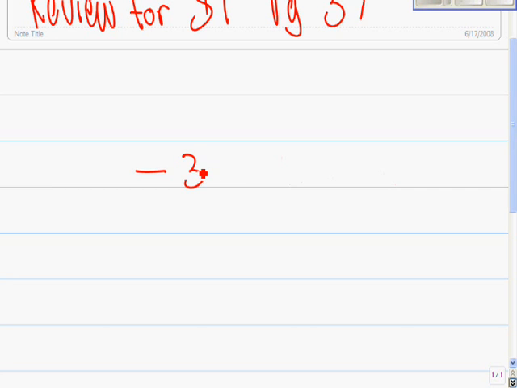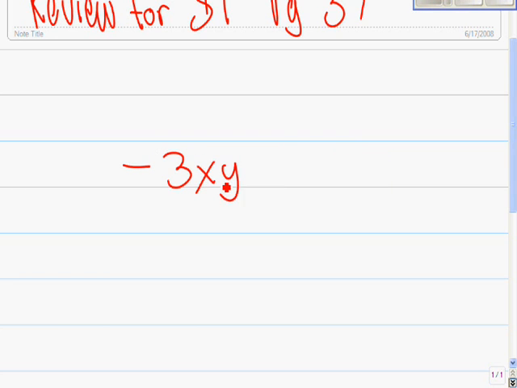When my signs are the same, and I'm combining terms, I add. When the signs are the same, I add. So 3 plus 2 is 5. And the sign of my answer is going to be the common sign. So here the common sign is negative, so my answer is going to be negative. The signs here are the same, so I'm going to add. The sign of my answer is going to be the common sign, and the common sign is positive, so my answer is positive.